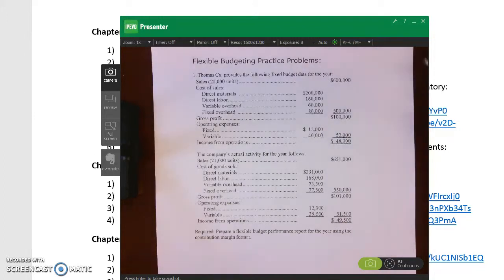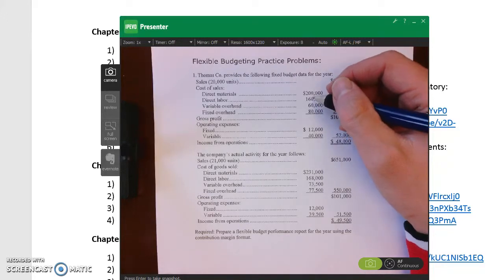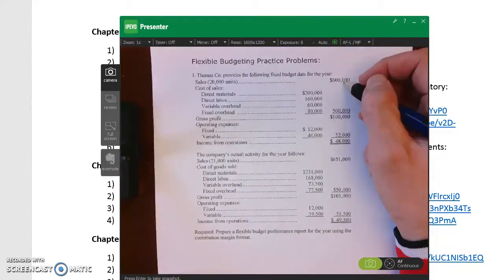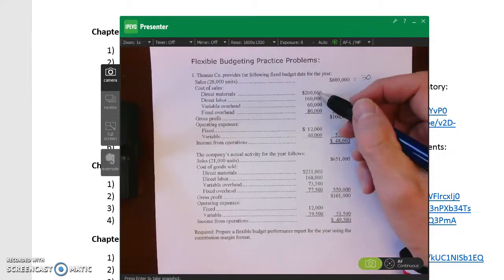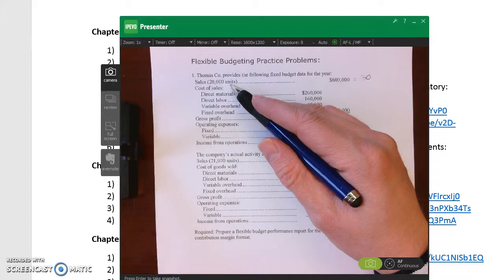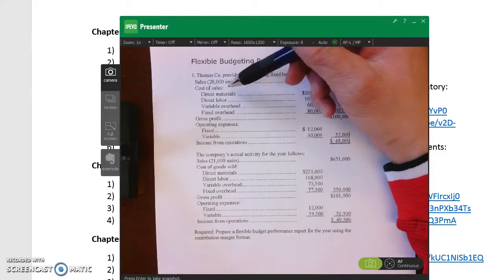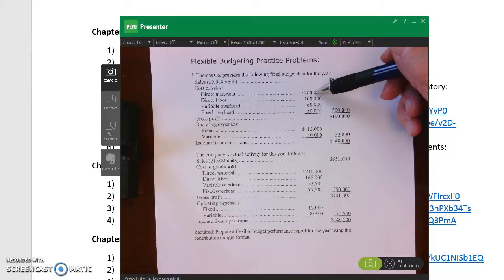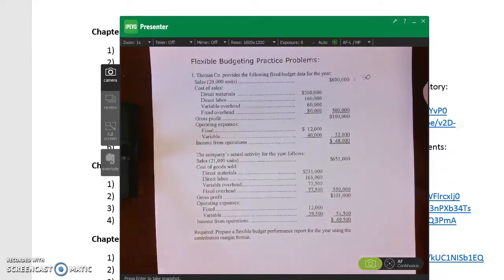So the first thing that we actually have to do is we have to put everything on a unit basis. All the variable costs, and then the sales price we need to do on a unit basis. So we sold 20,000 units. We divide that by 600,000. We sold each unit for $30, right? And we come over here and we say, okay, we sold 20,000 units. And our direct materials cost for those 20,000 units was $200,000. So you take the 200,000 divided by the 20,000, and then that gives you the direct materials cost per unit.